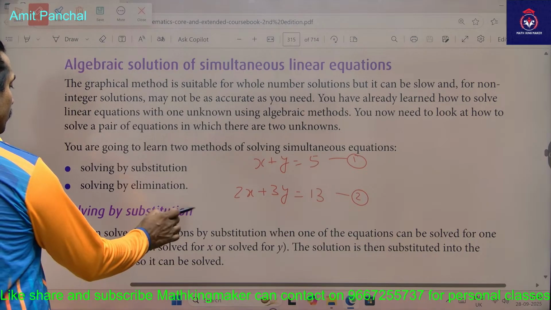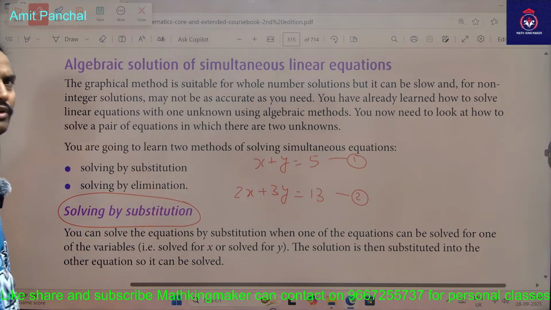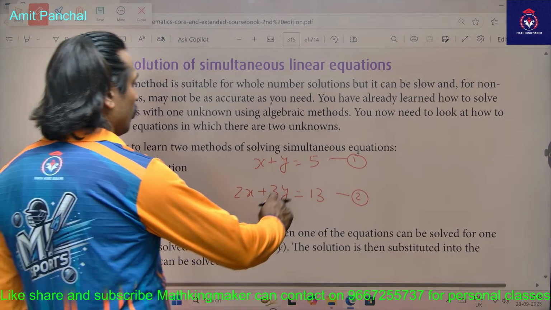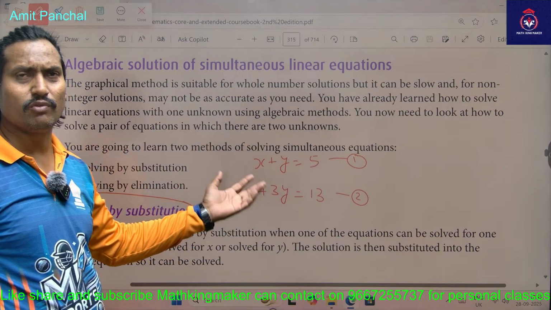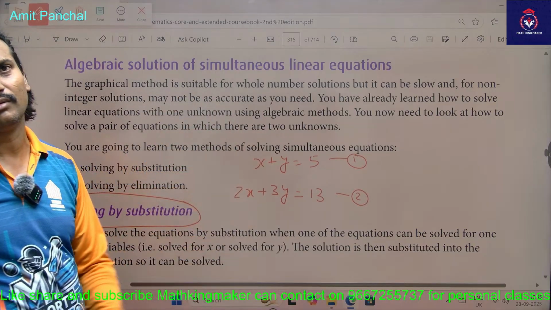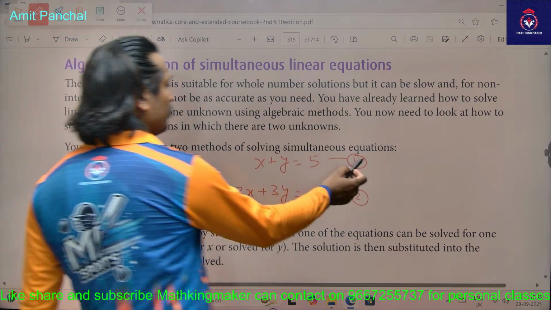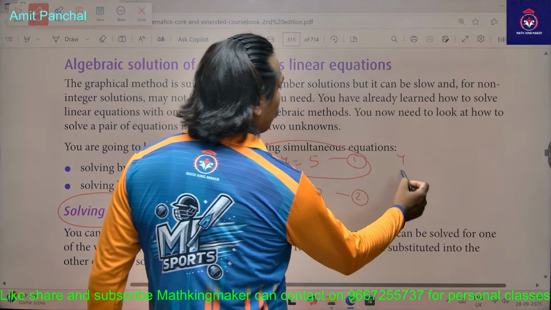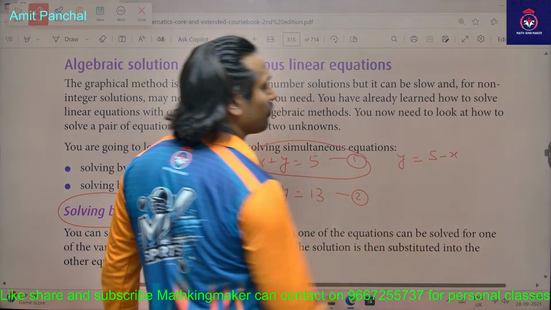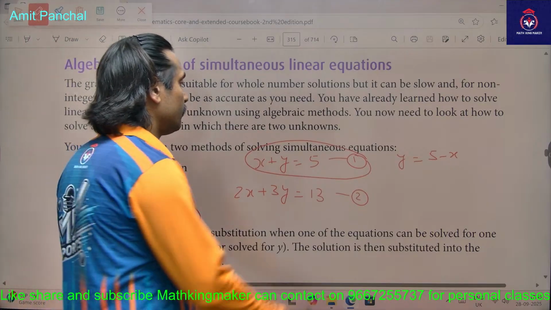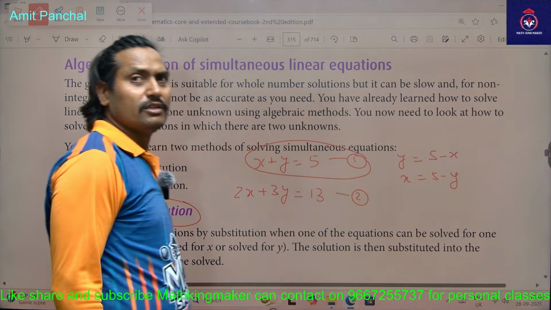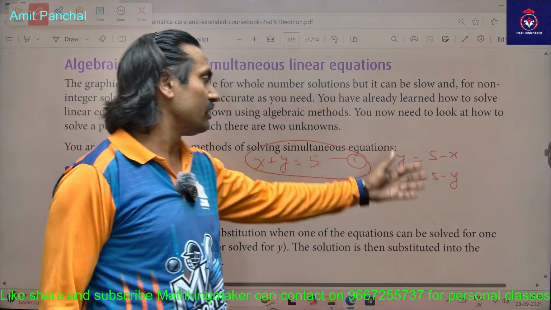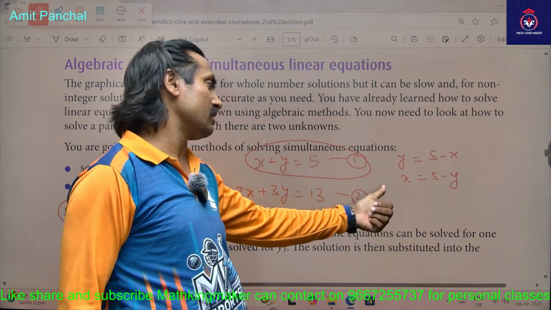As its name suggests, you need to substitute any of the variables. That means whatever you feel is easy, you can make x the subject or y the subject. So in the first equation, you can write y equals 5 minus x. And from the first equation itself, you can write x equals 5 minus y. So both are working here.